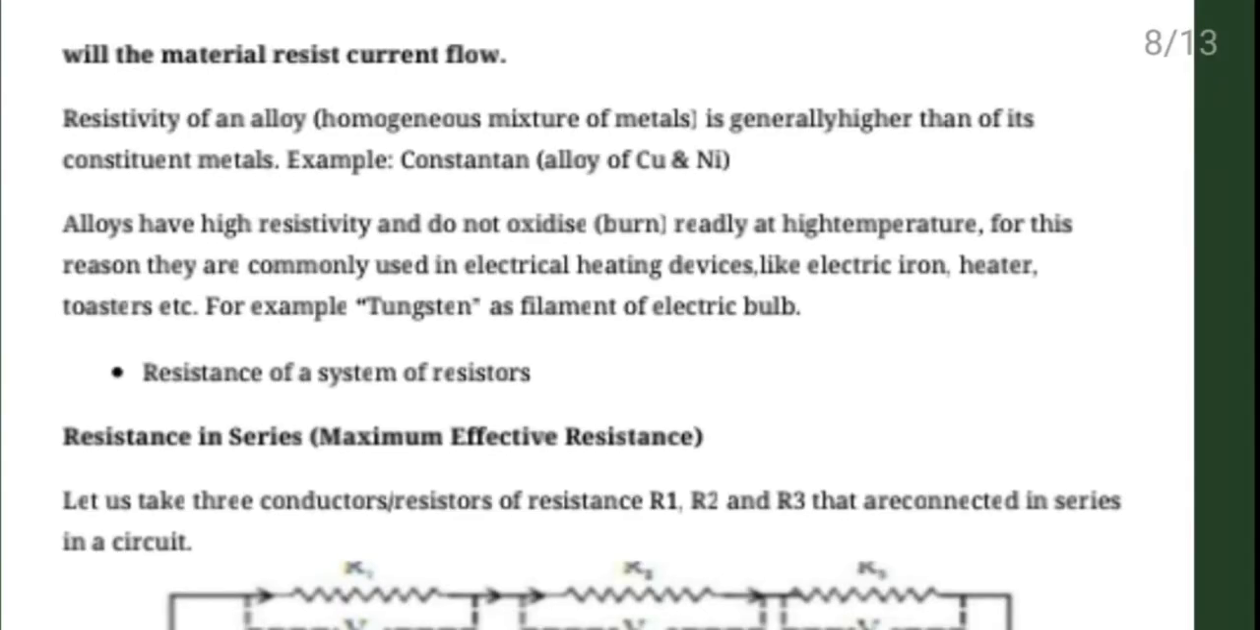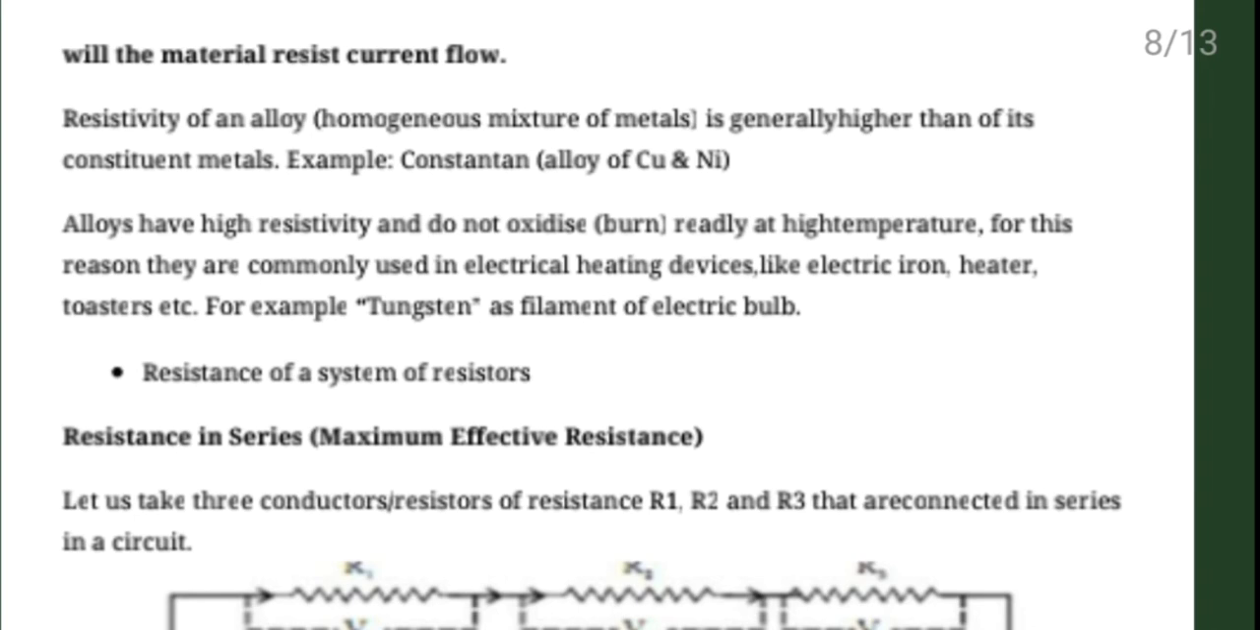Now the resistivity of an alloy, that is a homogeneous mixture of metals, is generally higher than that of its constituent metals. Example, Constantan, an alloy of Cu, copper, and nickel. Alloys have high resistivity and do not oxidize or burn readily at high temperature. For this reason they are commonly used in electrical heating devices like electric iron, heater, toasters, etc. For example, tungsten is used as the filament of an electric bulb.